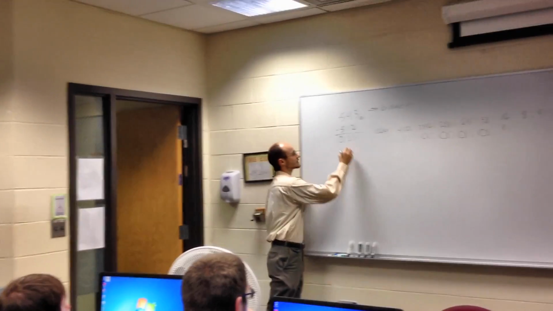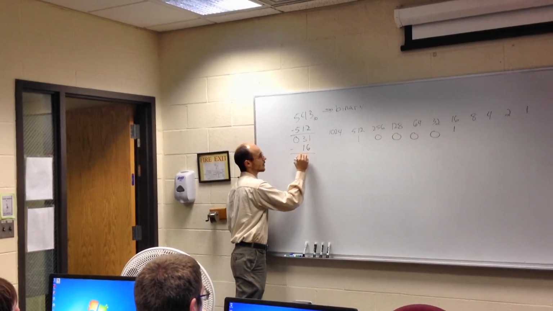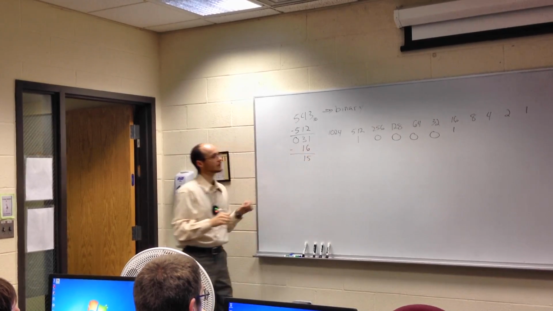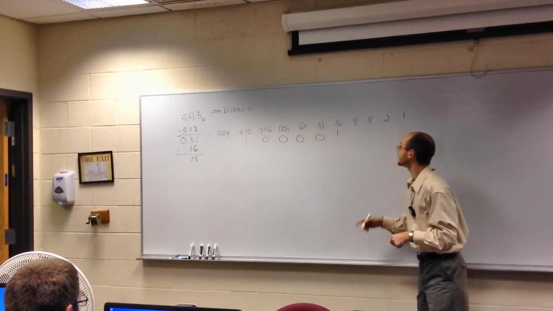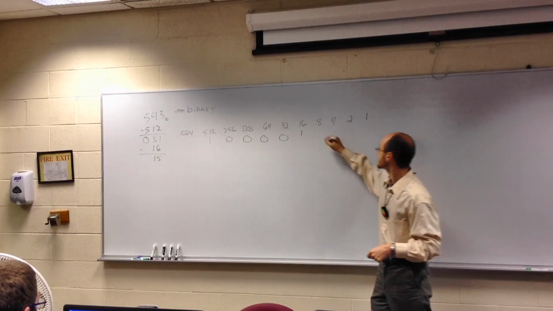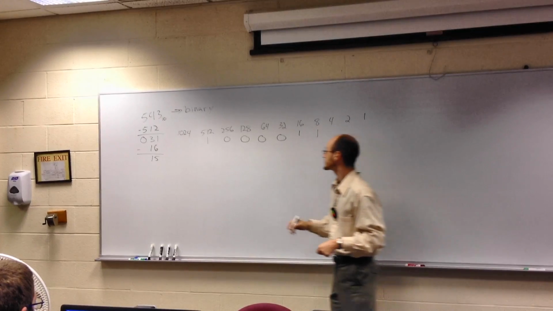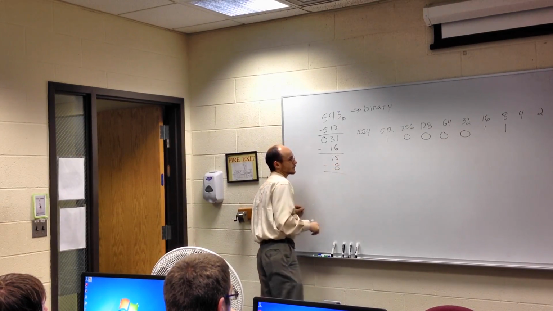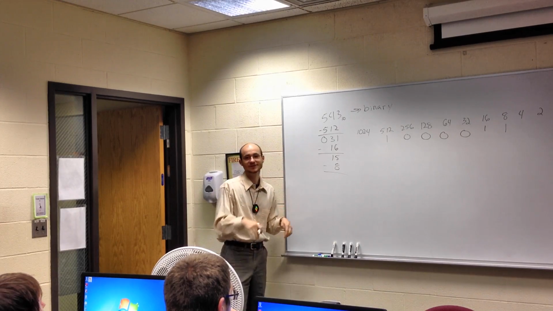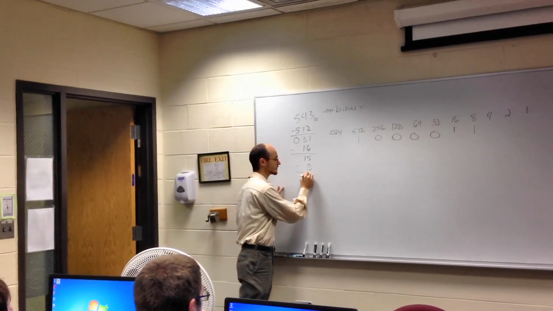And then I subtract 16 from 31, and I'm going to get 15. And I ask myself the same question. Which one of these values comes close to 15 without going over it? 8. Put a 1 underneath that. Subtract the 8 from the 15, or the 15 from the 8, whatever. Remove 8 from 15. And I'm left with 7.